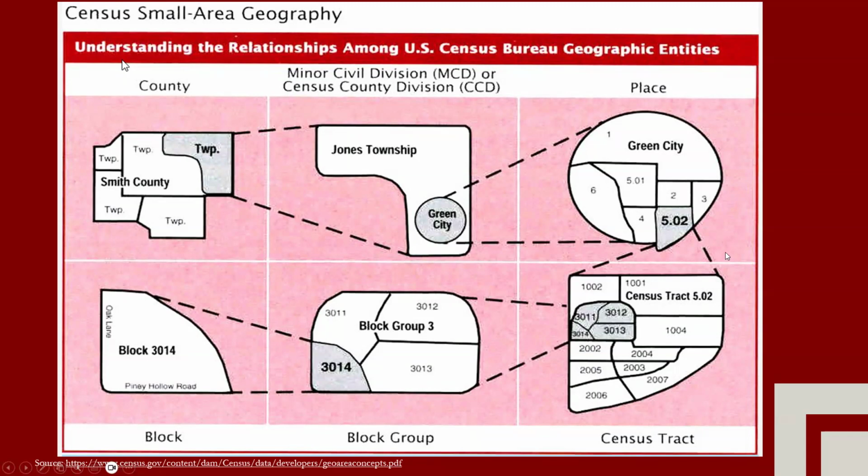So over time, these geographical units called census tracts can change, whereas a township is a very consistent measure. It does not change over time.